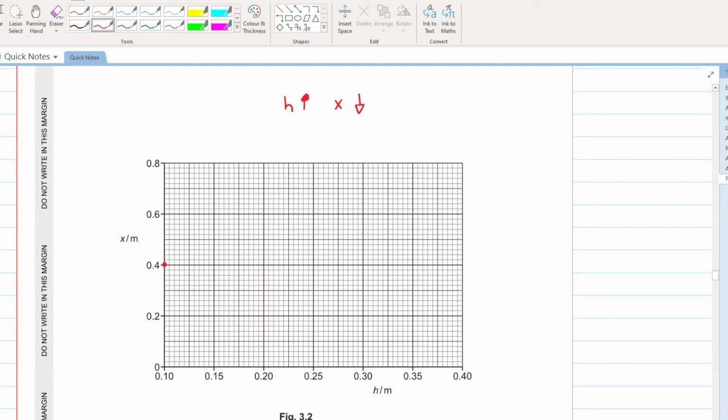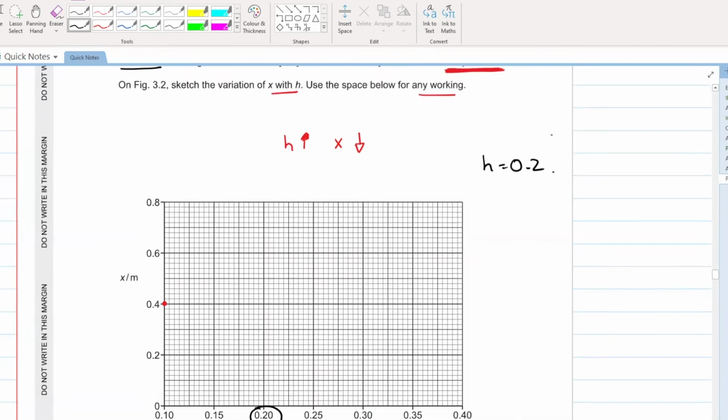Now, for a line to be drawn, we need at least 2 points. So, what can we do? Let's say we take another point of your choice. Let's say h is equal to 0.2.